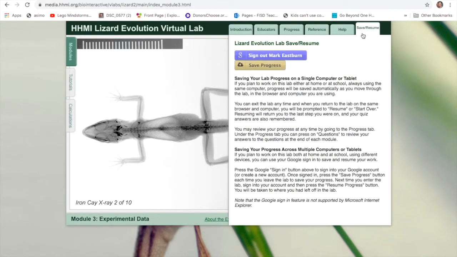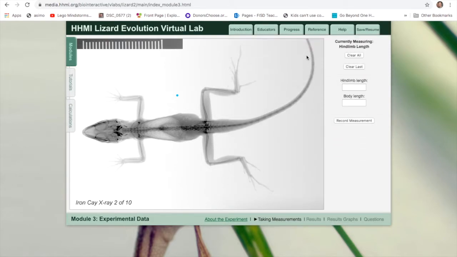Now, unfortunately, I can't do this until I record all the data. So what I'll do is I'm going to fly through this. I don't want to make this a ridiculously long video. I will make the measurements and then I'll tune back in once I've made all of my measurements.